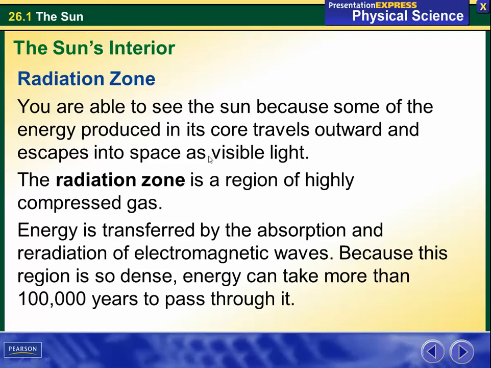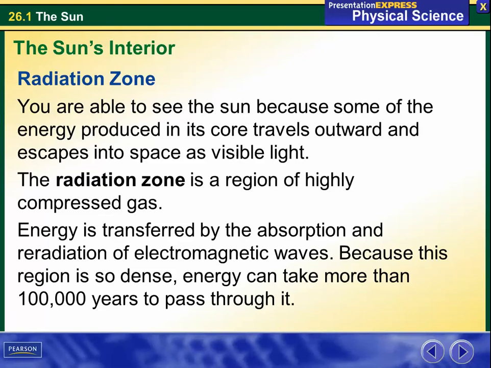And you're able to see the sun because some of the energy produced in its core travels outward and escapes into space as visible light. So again, the core is the driving force. It creates energy, energy escapes as visible light. The radiation zone is a region of very highly compressed gas, and energy is transferred through the radiation zone by the absorption and re-radiation of electromagnetic waves. But because this region is so dense, it can take energy more than 100,000 years to pass through it.